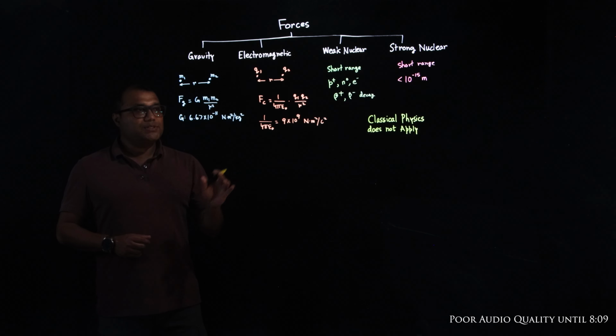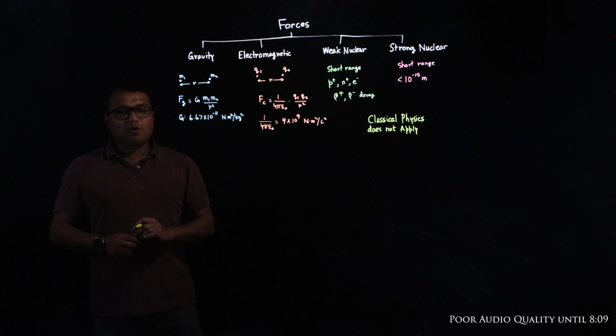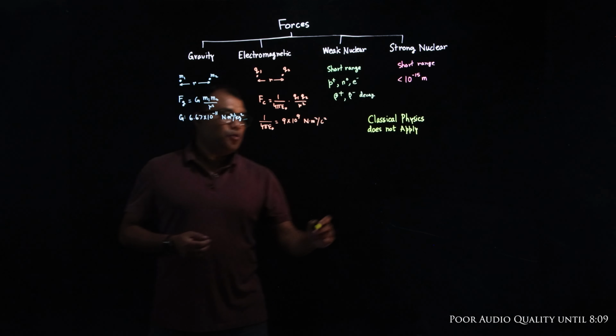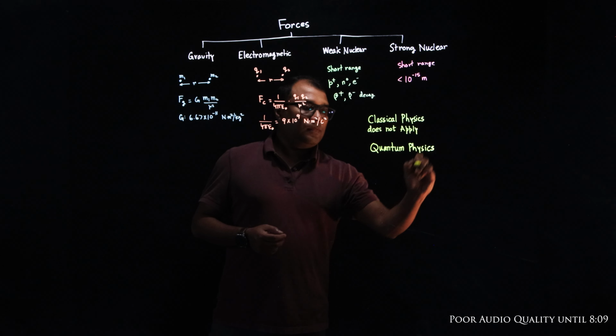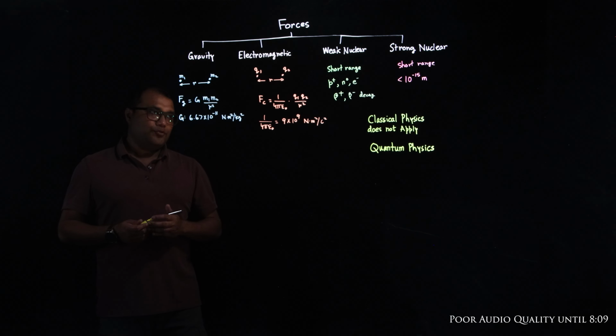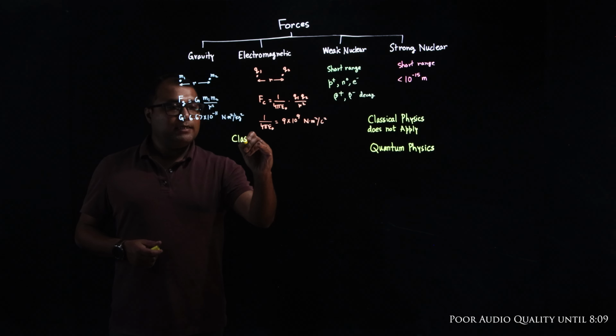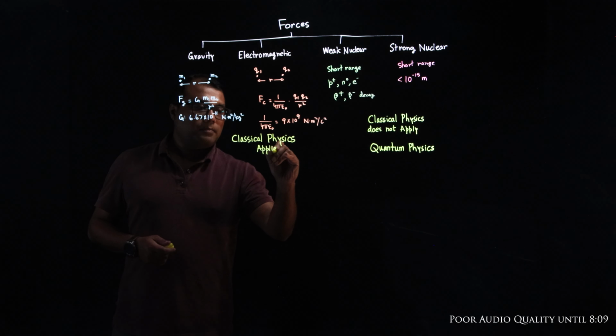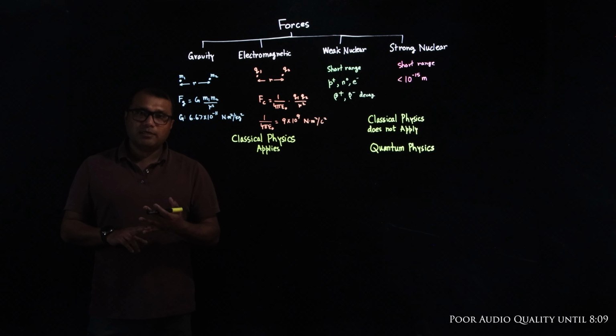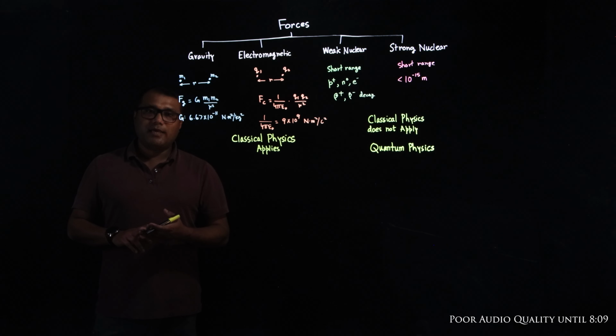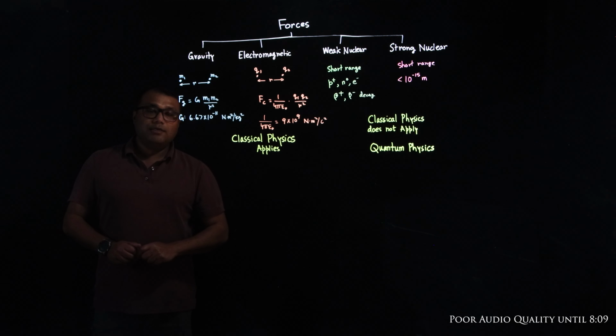To explain these forces, because the ranges are so small and the particles involved are themselves very small, we need a different set of physics laws, which is called quantum physics. So quantum physics can explain these kinds of forces. Now, gravity and electromagnetic forces can be easily explained by classical physics laws. Classical physics comprises Newton's laws of motion, Newton's laws of gravitation, Maxwell's laws of electromagnetism, laws of thermodynamics, and Lorentz force.